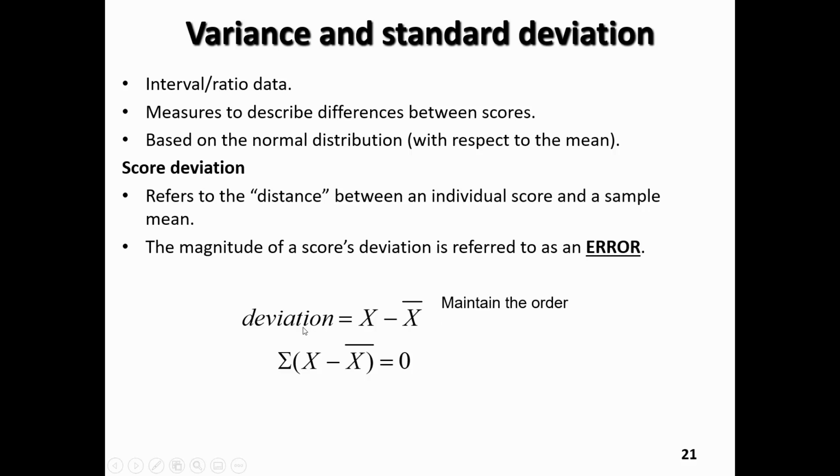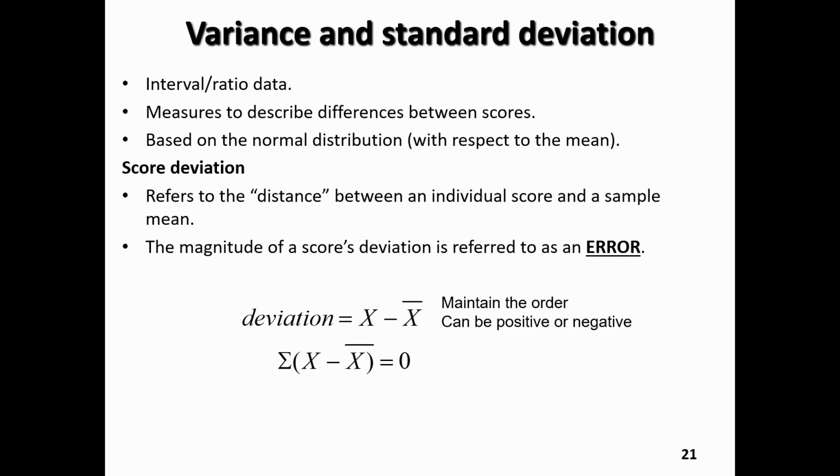The deviation score is simply the difference between a single score in a distribution minus the average of the scores in that distribution. So to compute each person's deviation score, the order has to be maintained. A single person's deviation score can take on a positive or negative value depending upon where that person's score lies with respect to the average of the group.